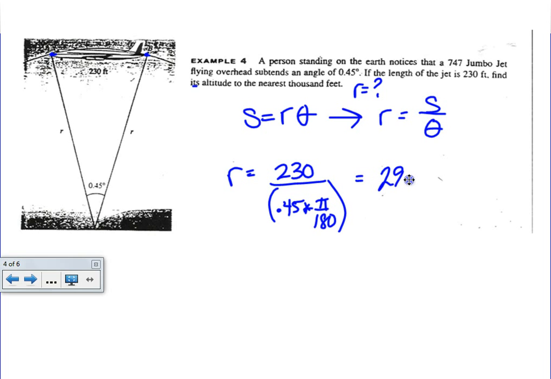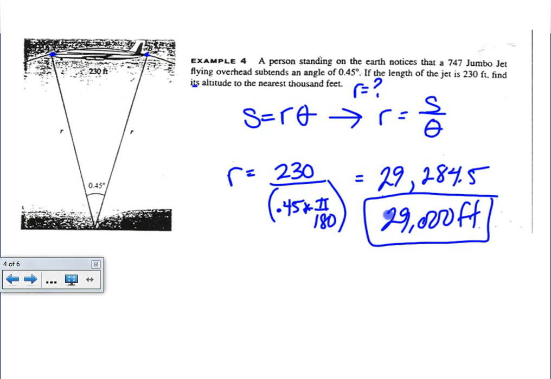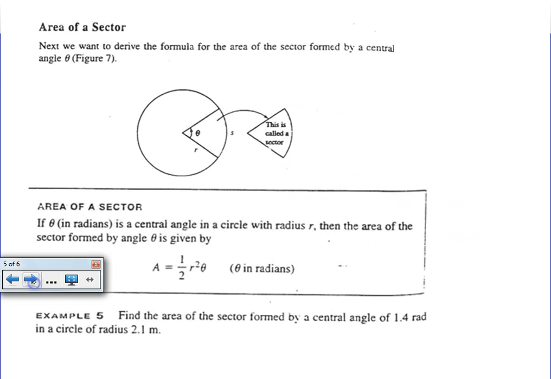so it's roughly 29,284.5. So when I round that to how they wanted it, it ended up being 29,000 feet. This was not a super accurate measurement because the plane is obviously not an arc, but it's an estimate.